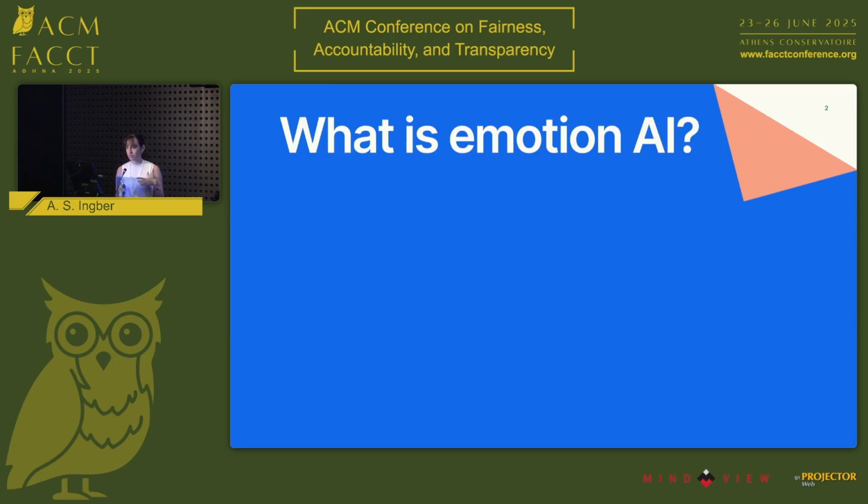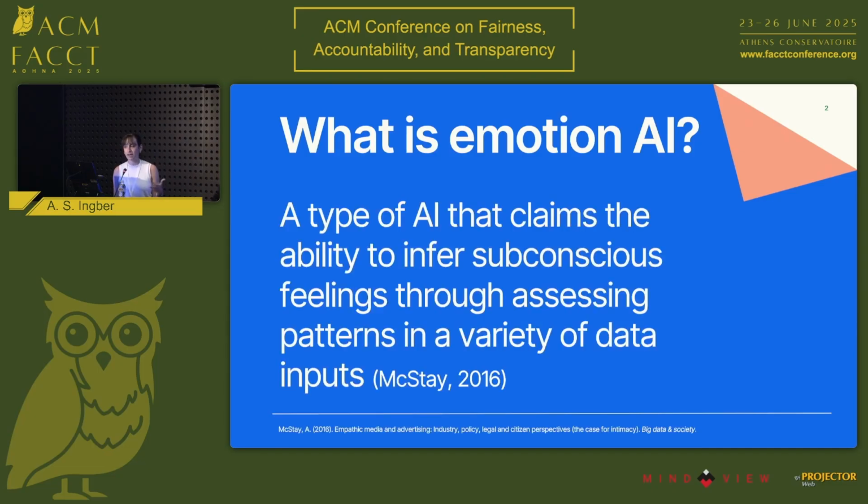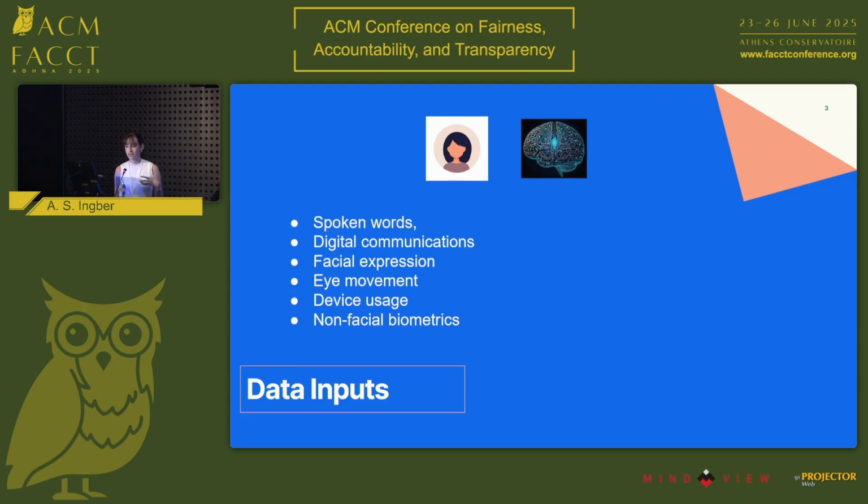So first, in thinking about distinguishing emotion AI, we need to define what emotion AI is. And it is what it sounds like. It's a type of AI that claims the ability to infer how we're feeling subconsciously through assessing a variety of patterns and data inputs. There are a bunch of data inputs that emotion AI might use to try to infer our emotions. These are just some examples, like spoken words, digital communications, our facial expressions, the way that our eyes are moving, the way that we're using our devices.